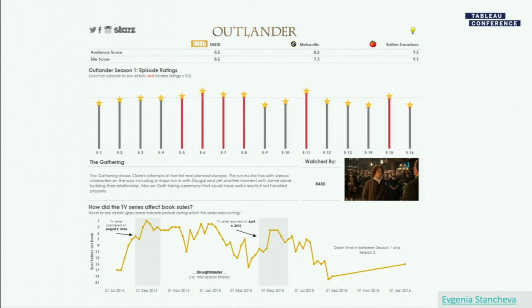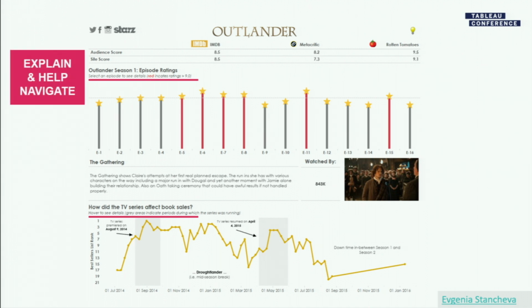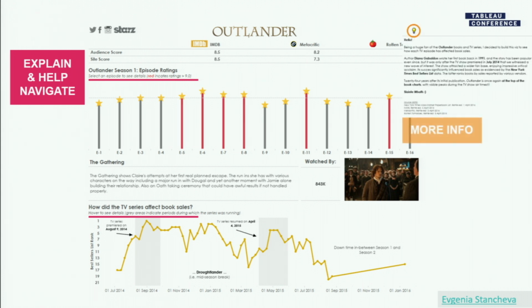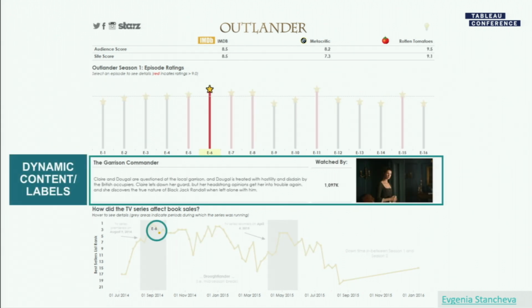Next example is done by Jenny, one of the multiple Viz of the Week authors. And this Viz is about Outlander and whether the TV series has an impact on book sales. So over here up on the title, she used the title to explain and help navigate the users to each episode. Top right, there's the information icon on demand, right? If you want to see more details and background about Outlander, you can go to that. The center is a dynamic content label that will be changing as you click on a particular episode.